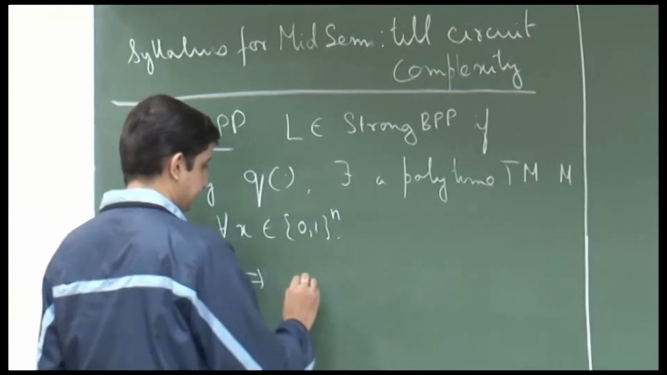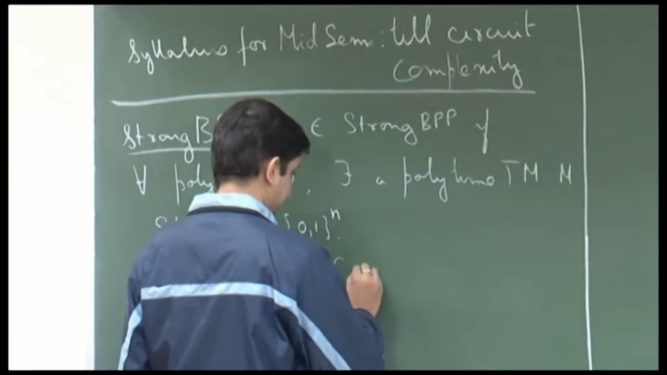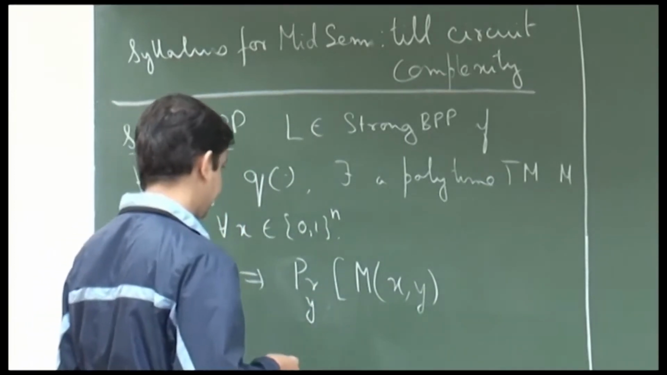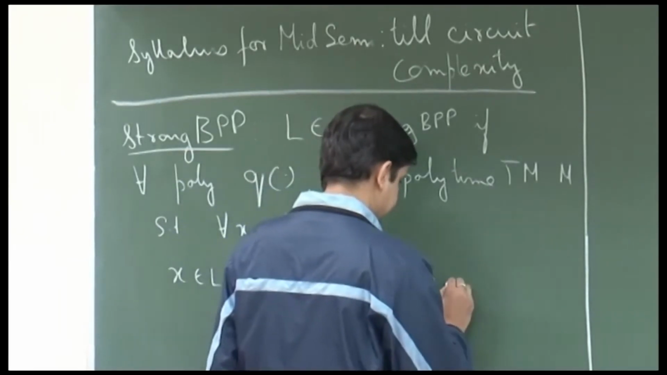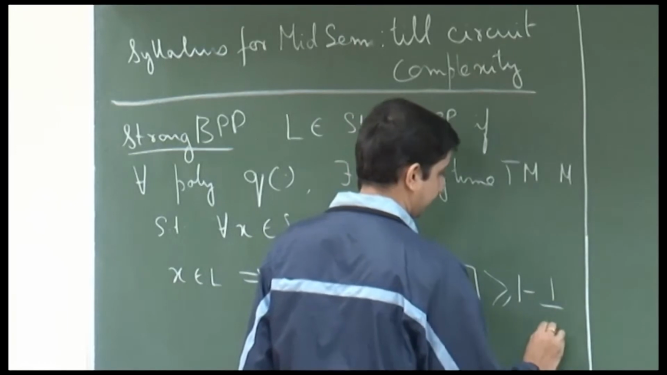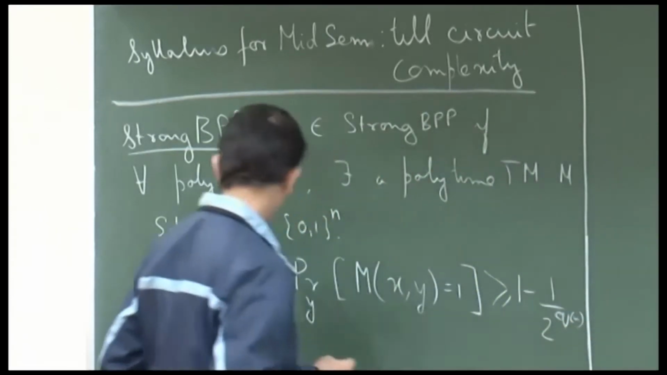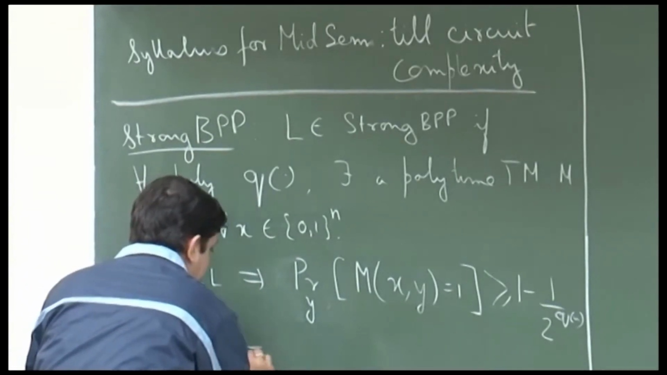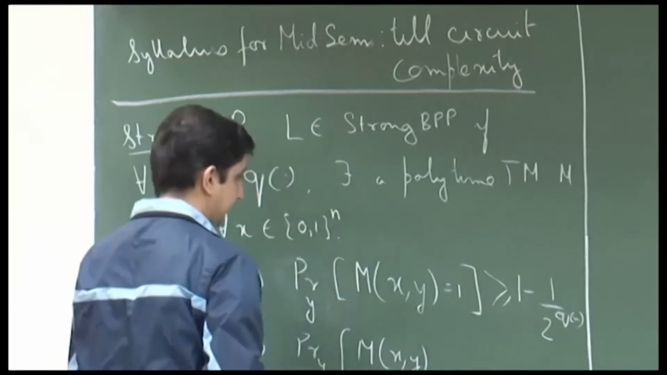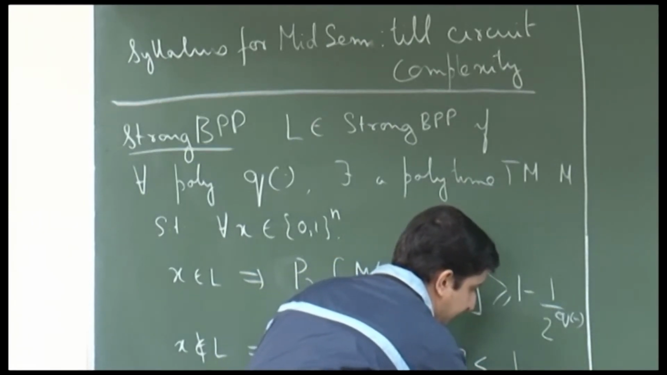x is in L implies that the probability that M given x comma y, where this y is chosen uniformly at random, accepts is greater than 1 minus 1 over 2 to the power q(n). And if x does not belong to L, the probability over y that M given x comma y accepts is less than 1 over 2 to the power q(n).